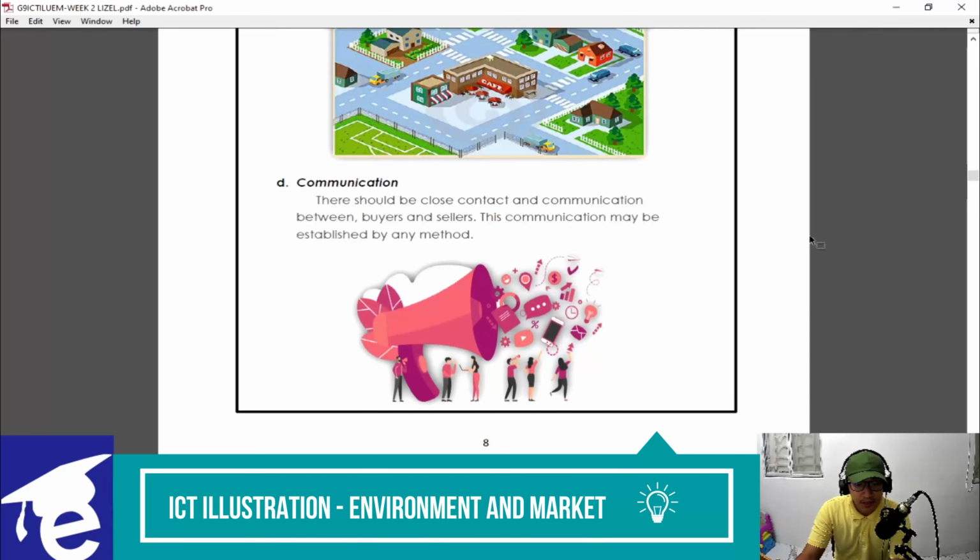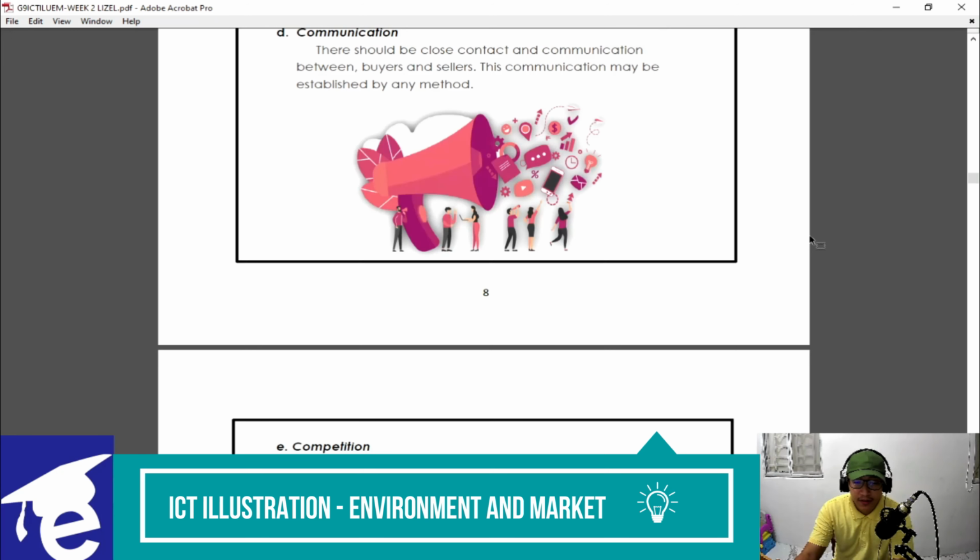So D, communication. What is communication? This is sales talk. This is important for everyone. If we're going to engage in business, you have to communicate with the buyer. If you're the seller, and for the buyer, you have to inquire with the seller and negotiate on the prices. So with a lower price, you can actually get a good deal, promos, and have a business with that.